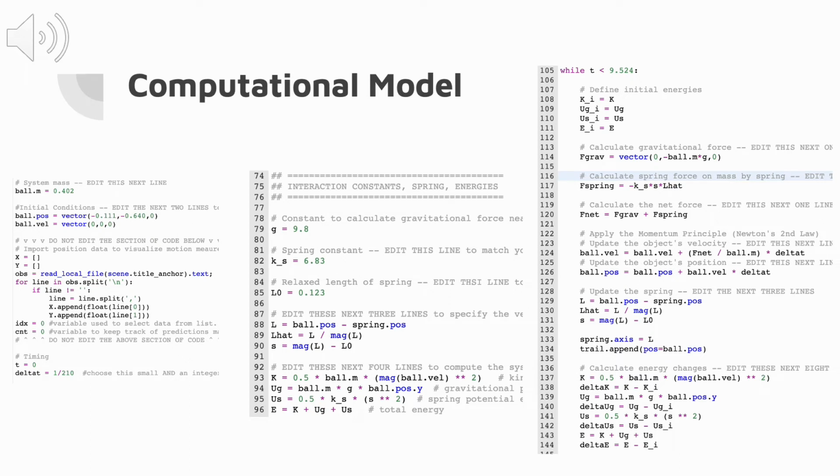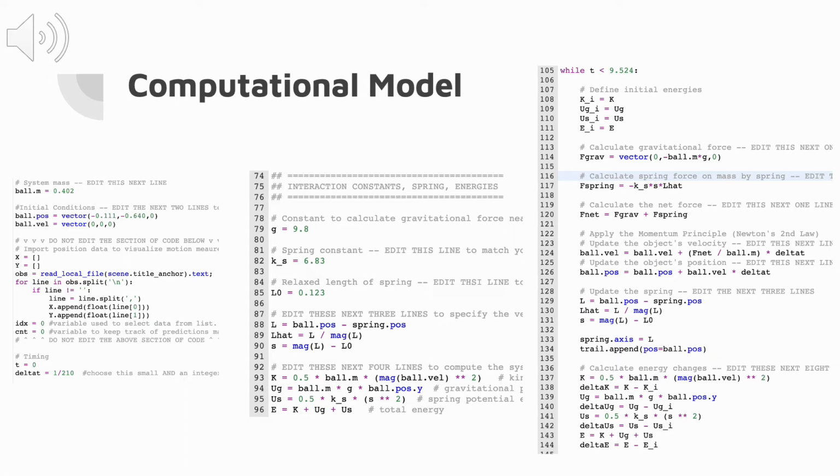Computational model. The two images on the left highlight the initial conditions of the system. The mass of the ball is 0.402 kilograms. The position and the velocity of the ball are updated using position and velocity update formulas respectively. The X and Y positions of the ball are the inputs from our X and Y values from the physically collected data. g is a gravitational constant, which is set to 9.8. The spring constant, which was initially calculated, is 6.83, and the initial length of the relaxed spring is 0.123 meters.